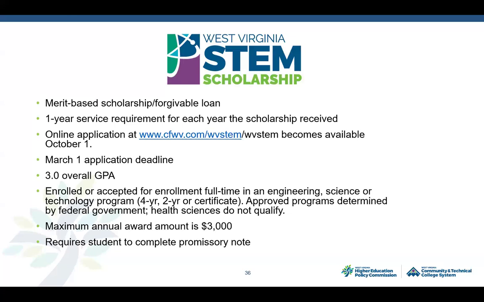One of the requirements for this program is you have to work in a STEM field 1 year for every year you receive it, or else you have to pay it back. Those health science and medical fields do not qualify as a STEM field in order to have it canceled. You can get up to $3,000. It is highly competitive, based on college GPA for college students, and on high school GPA and test scores for high school students. The application becomes available October 1st with a deadline of March 1st.